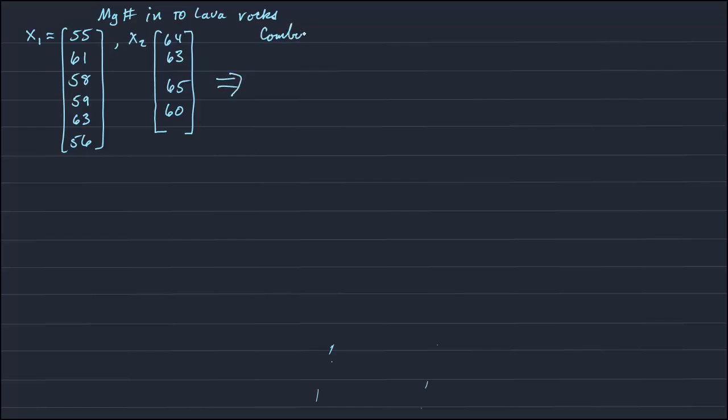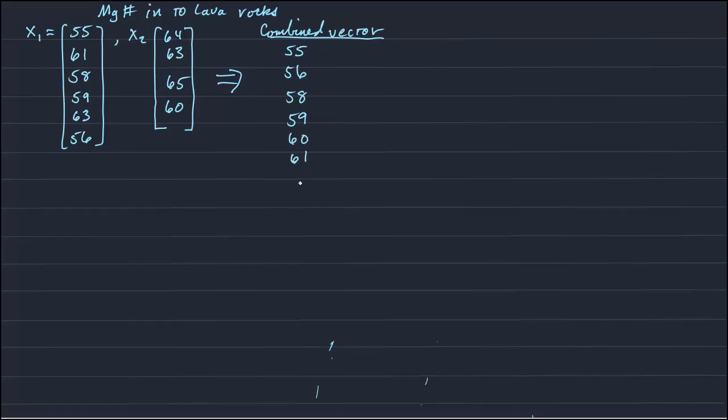So our combined vector becomes, starting with the lowest value, which is 55. The next highest is 56, and so on. So this is our combined vector, and it should be 10 values long: 1, 2, 3, 4, 5, 6, 7, 8, 9, 10. Okay, and I've sorted them, as we said.